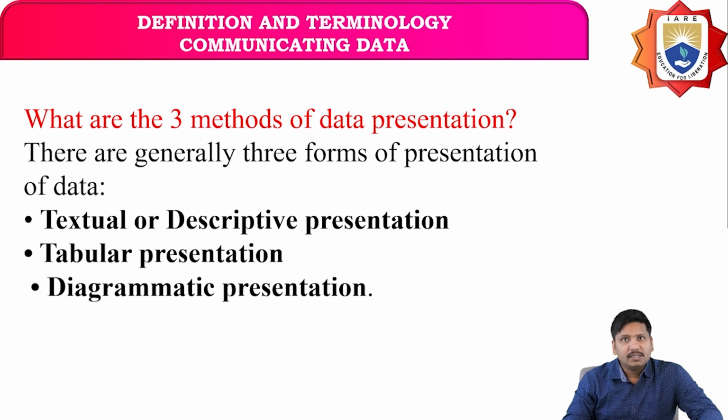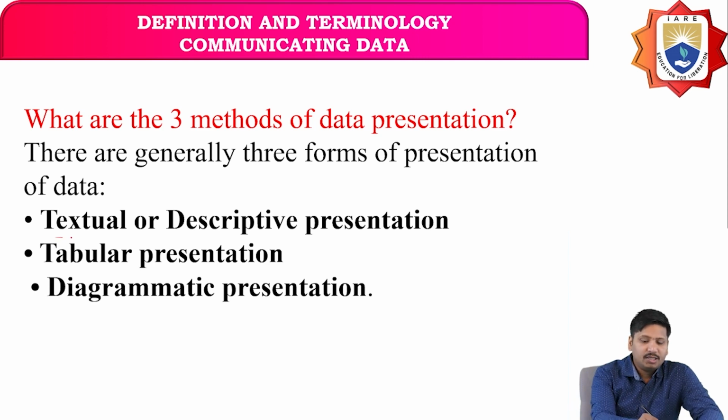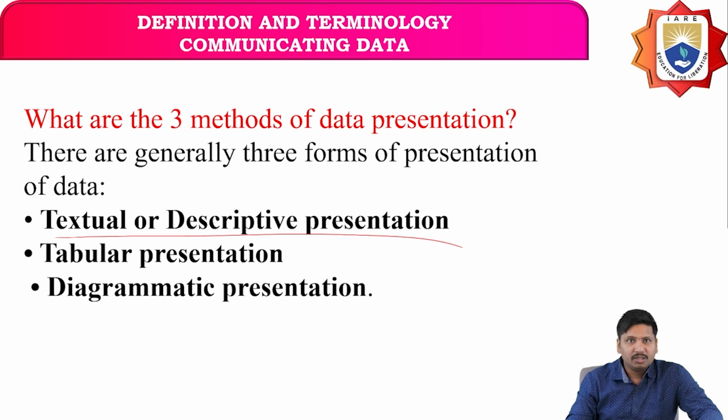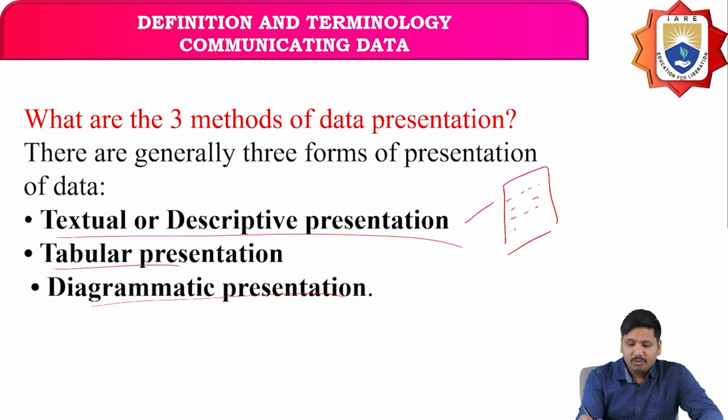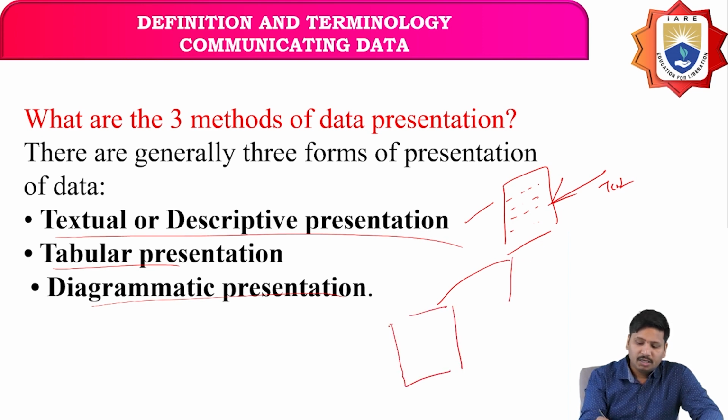What are the three methods of data presentation is another question. For that we have three types of presentation. The first one is textual and descriptive presentation, then table presentation, and then diagrammatic presentation. Initially, the text we obtain from multiple sources is in the form of text only, so it is difficult to understand. So this data is analyzed and presented in the form of a table. It is simple, easy to understand, and we can also make comparisons easily.